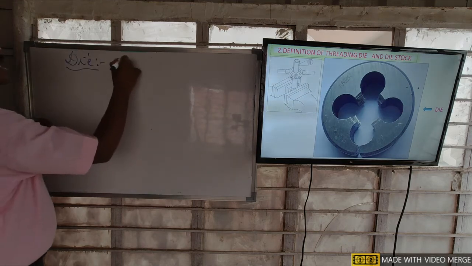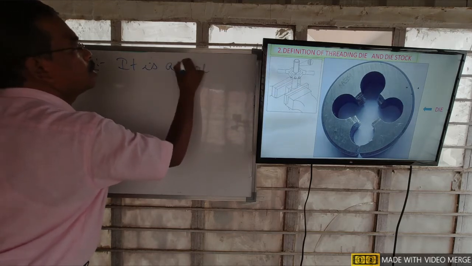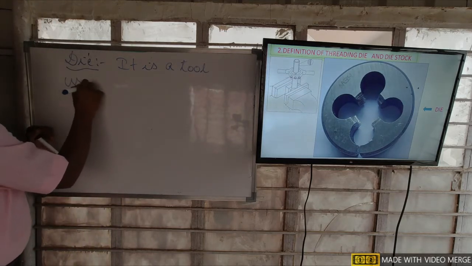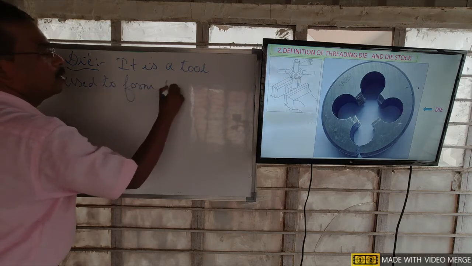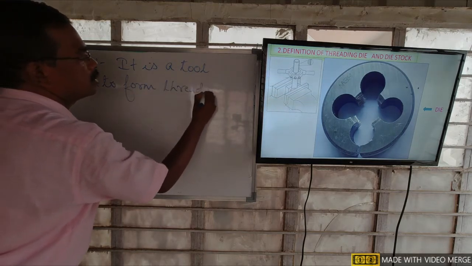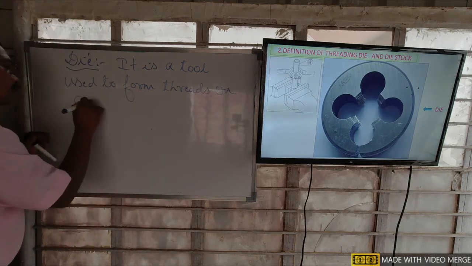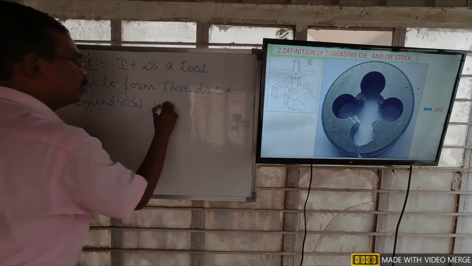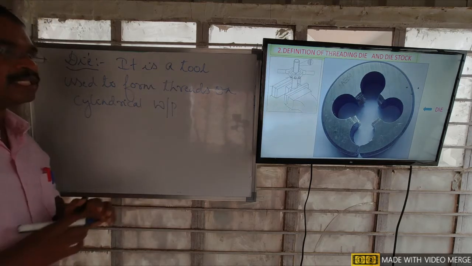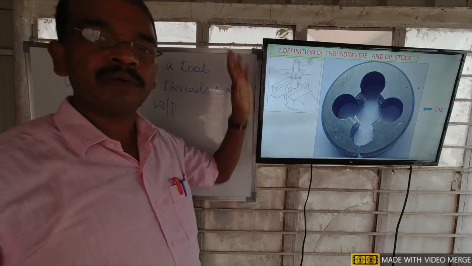Die is a tool used to form threads on cylindrical workpieces. So by using this, we can produce the threads on the cylindrical surface of this workpiece.